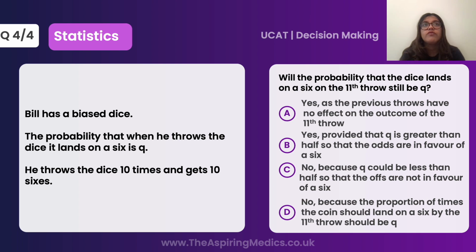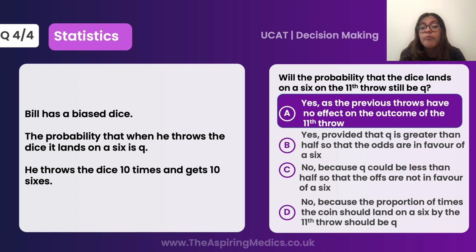So this doesn't actually require you to do any calculations. This question simply requires you to know the theory behind probability, and to know some basic concepts. So again, pause here if you need to choose the correct answer, and then you can come back to check if you were right. So the correct answer is A, because probability does not change with the number of times you throw a dice. It is always the same. So the answer is yes, as the previous throws have no effect on the outcome on the 11th throw.